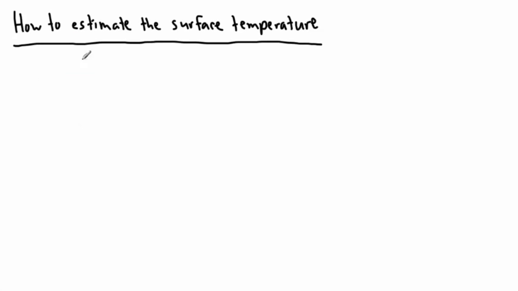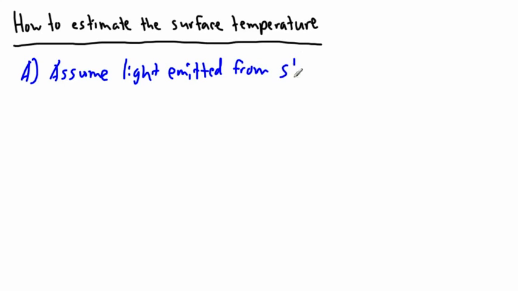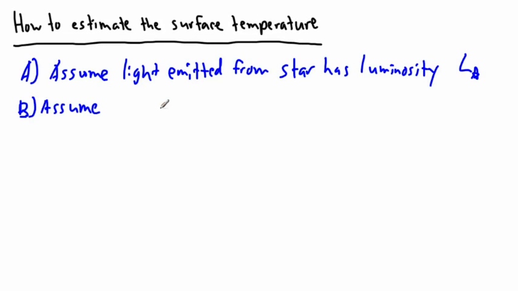Well, then what we're going to do is try to estimate their surface temperature here. This is going to be a little bit more complicated, but we're going to take it step by step. So the very first thing we're going to do is assume, first of all, that the light emitted in this case from the star has a luminosity, in this case we're going to call it L star B. So this is sort of the first step. Second step, we're going to assume that the star is a black body.